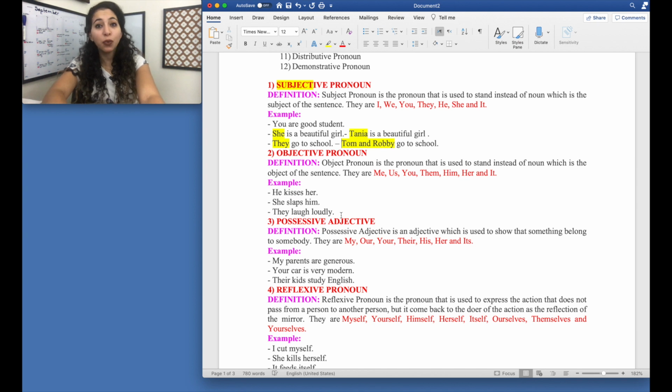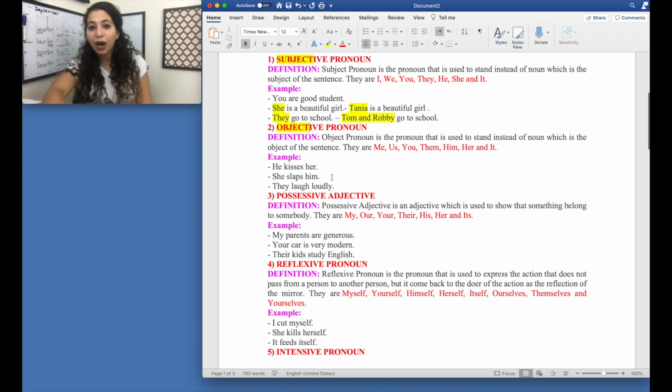Okay, so the second one that we have is objective pronouns. And an objective pronoun is used to stand for a noun, which is the object of the sentence. So basically, look at the word here, objective. This is the object of the sentence, okay? So over here was the subject, this is the object, or what is something being done to something else, so that would be the object, okay? So for that, we use me, us, you, them, him, her, and it.